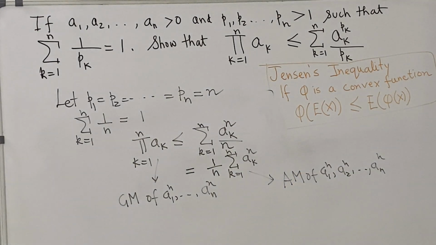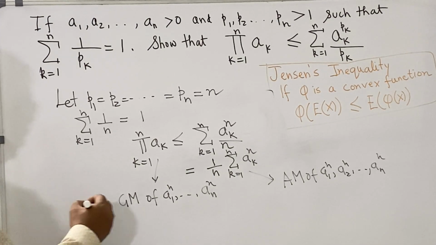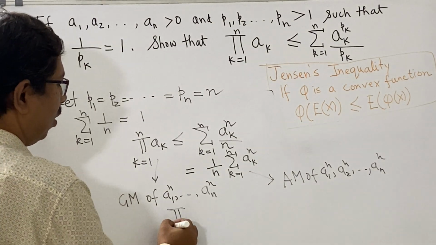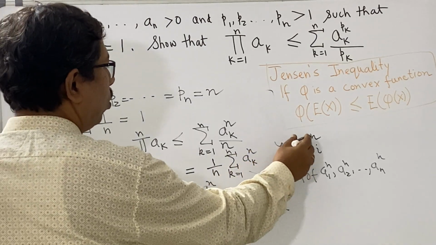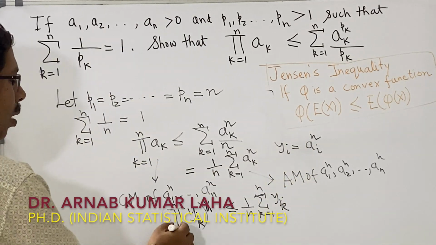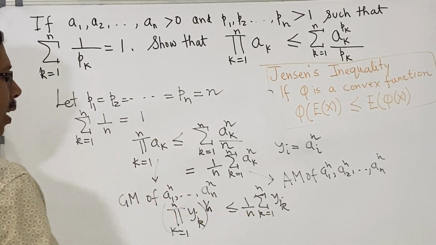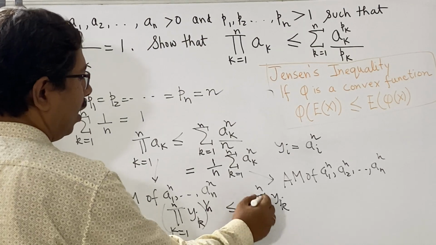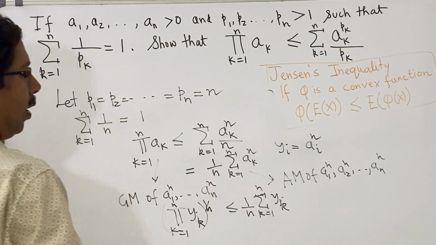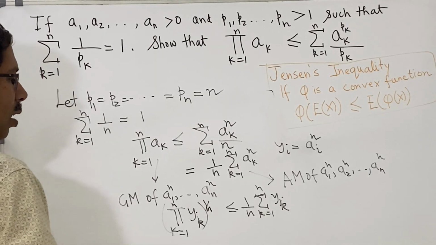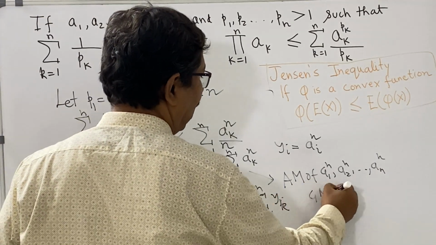Now, since these are all positive, we can replace a1 to the power n, etc., with yi's, and then we would have our well-known AM-GM inequality. So by taking yi equal to ai to the power n, we get that the product of k equal to 1 to n of yk, whole raised to the power 1 by n, is less than or equal to 1 by n summation k equal to 1 to n of yk. So this gives us the conventional AM-GM inequality. The GM is less than or equal to the AM.